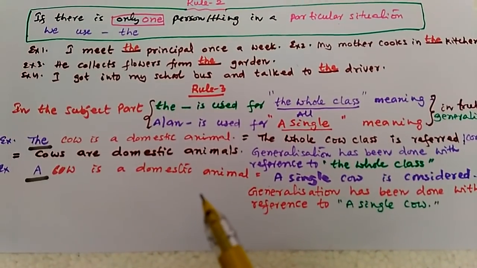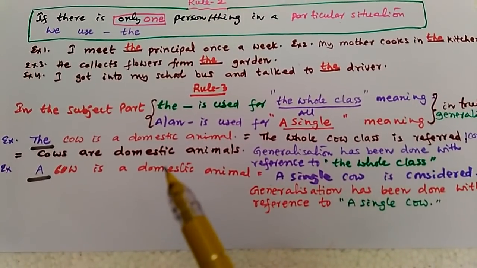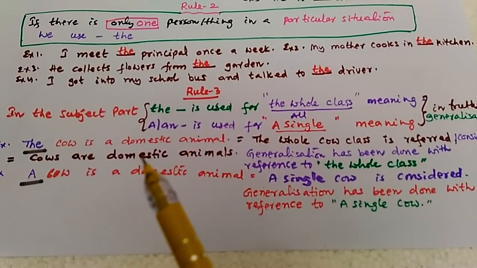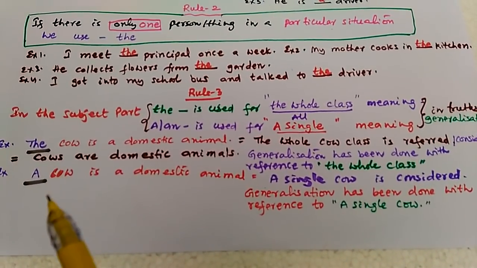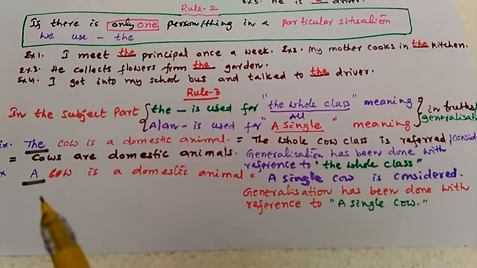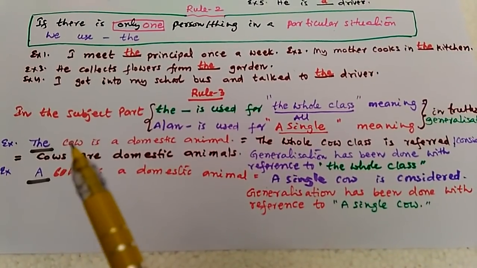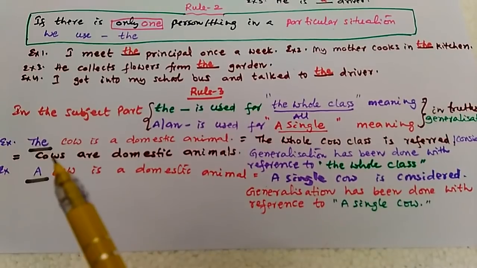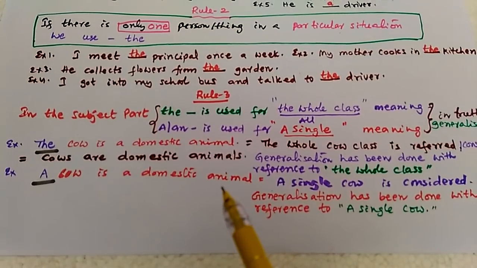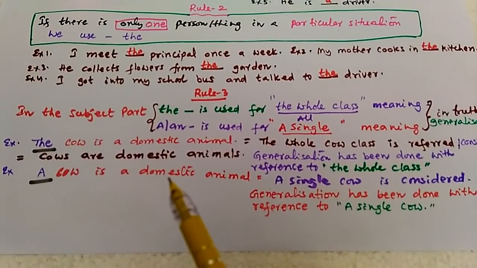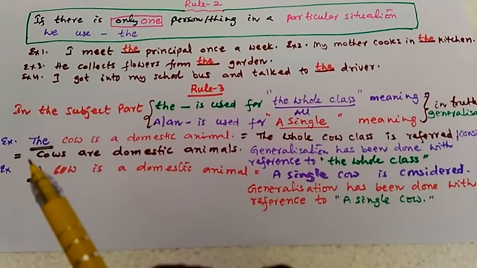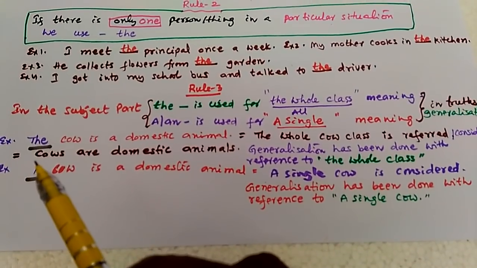In this way we can generalize the things from both points of view. If we want to generalize from the whole class point of view, we use the, and if we want to generalize from a single unit point of view, we can write a. Both answers are right. That means we can write the cow is a domestic animal and a cow is a domestic animal. Both are right. Instead of these two statements, we can also write cows are domestic animals, without any article in front of cows.